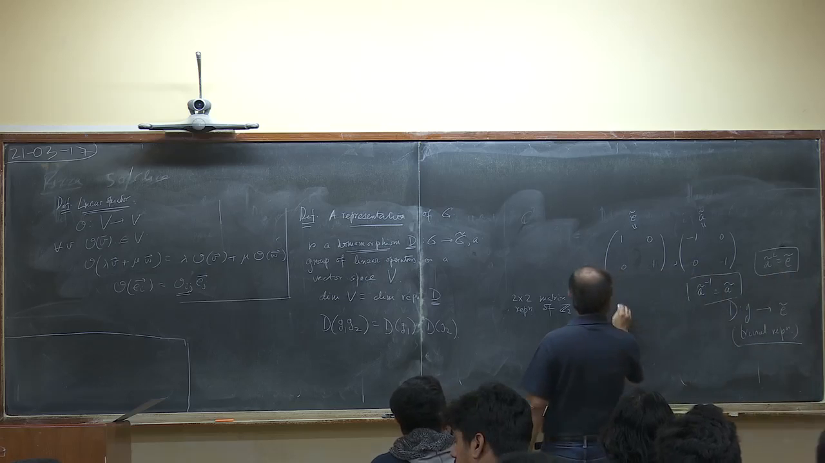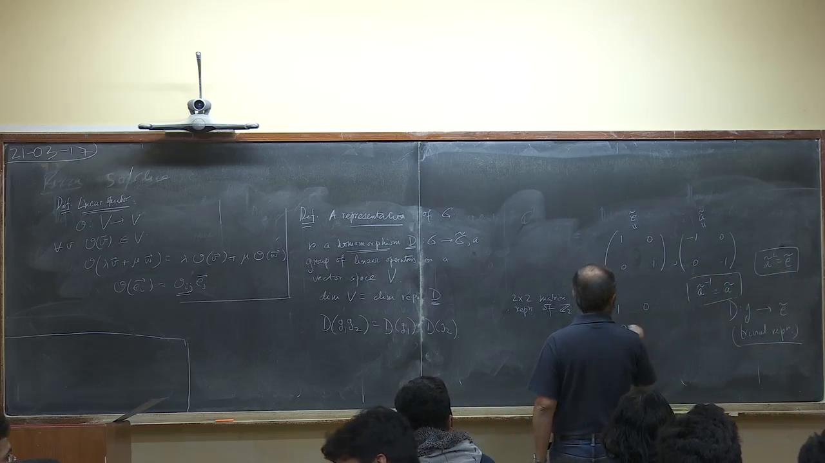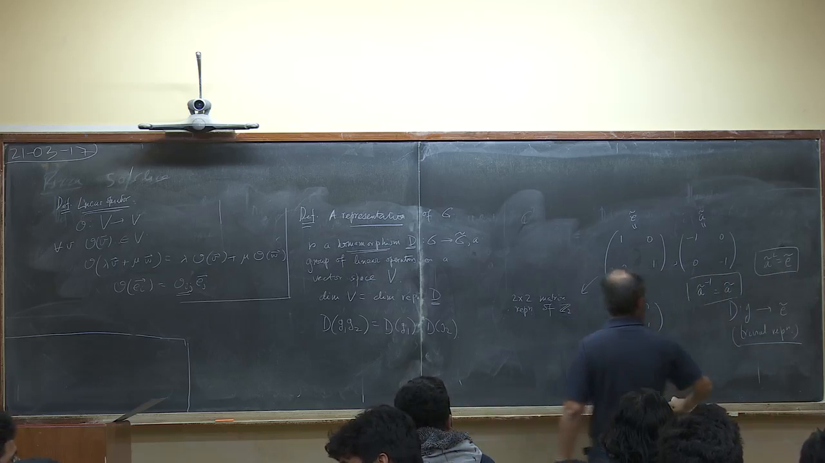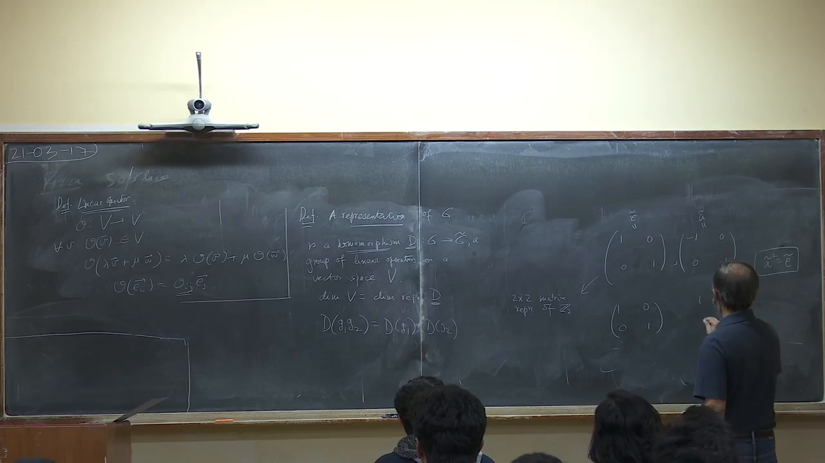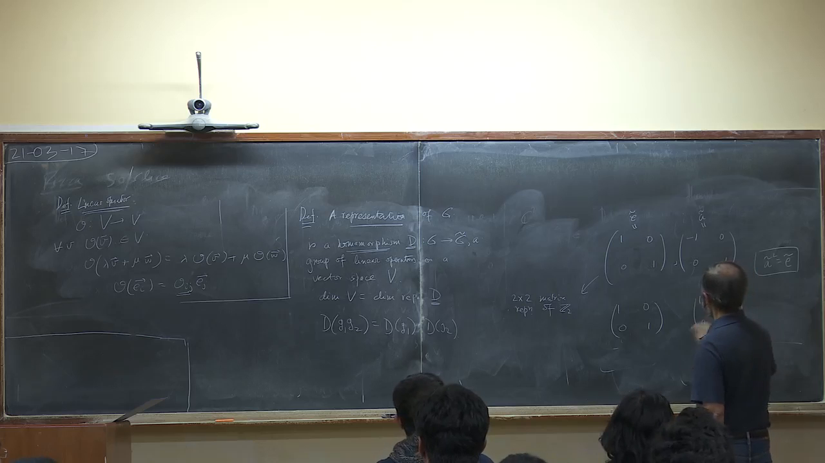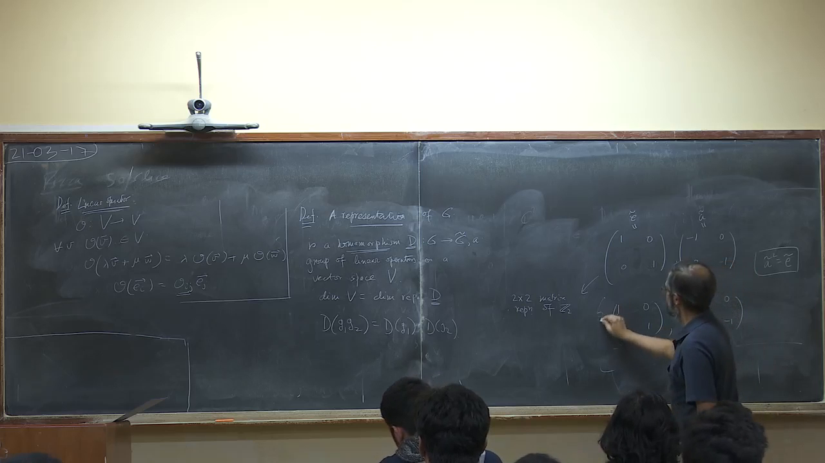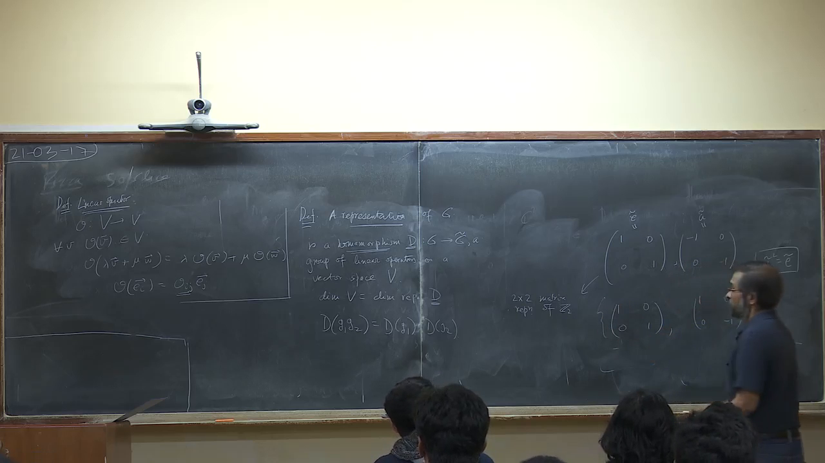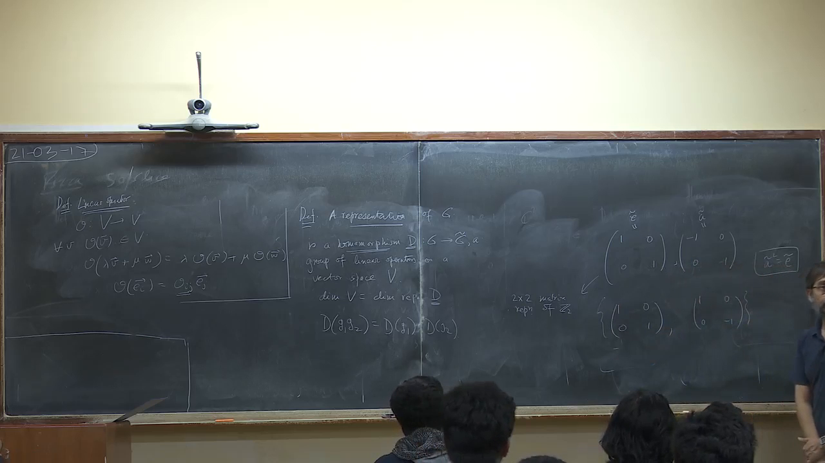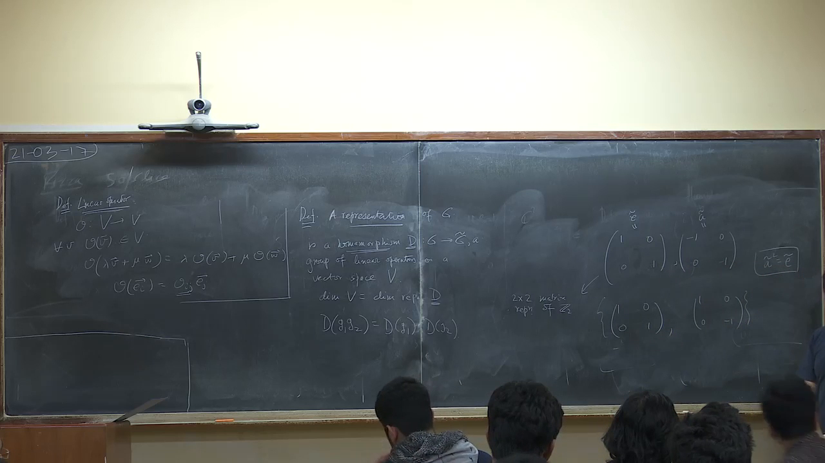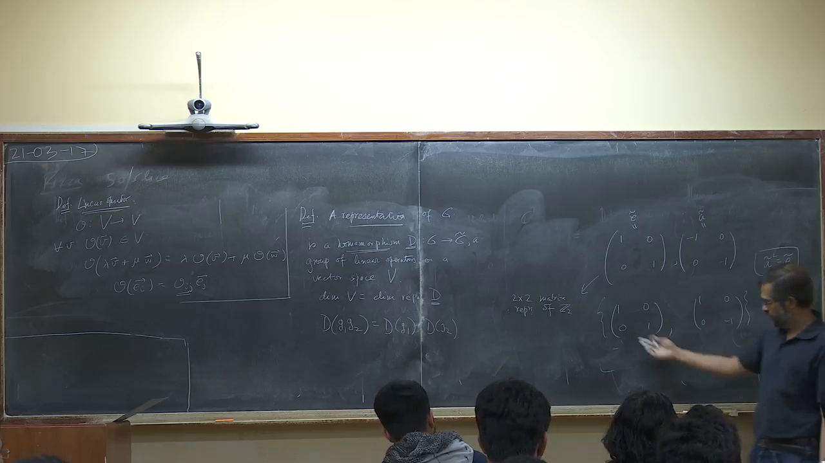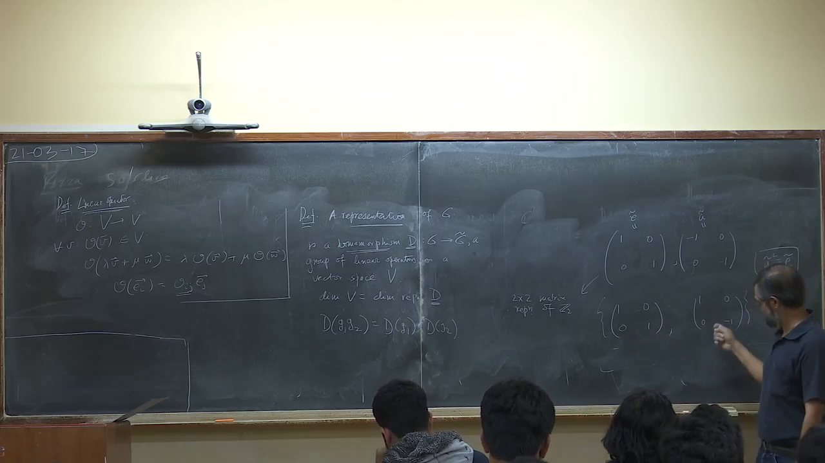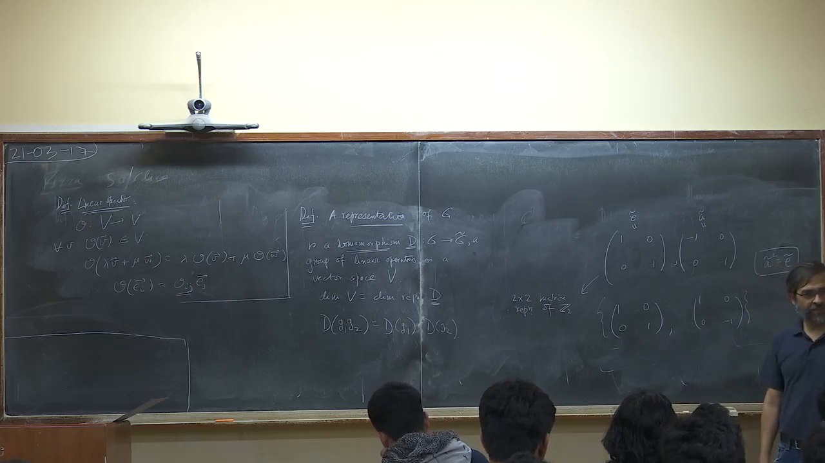Now, there's another one: 0, 1, 1, 0, and 0, minus 1. So I claim this is also a group. Everybody okay with me? All I have to check is that there is an identity, it's there, and the square of this is equal to 1.